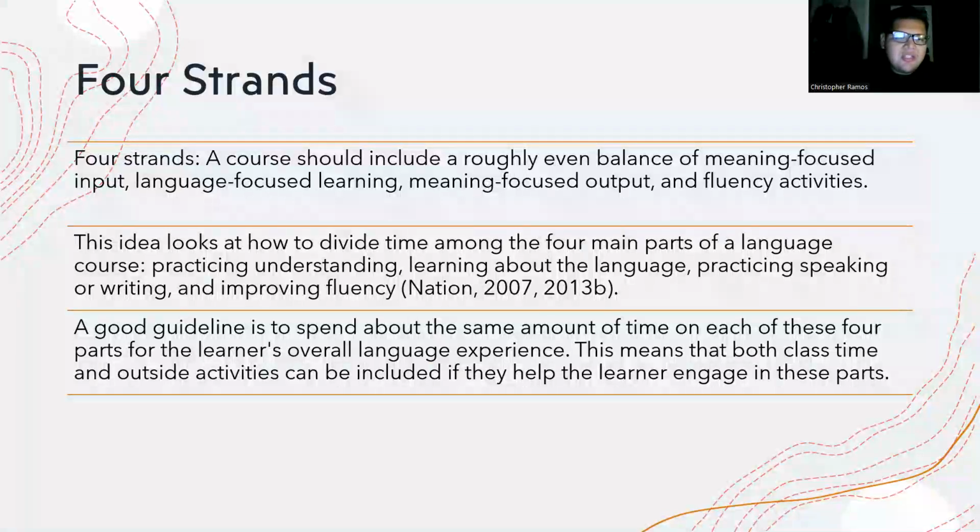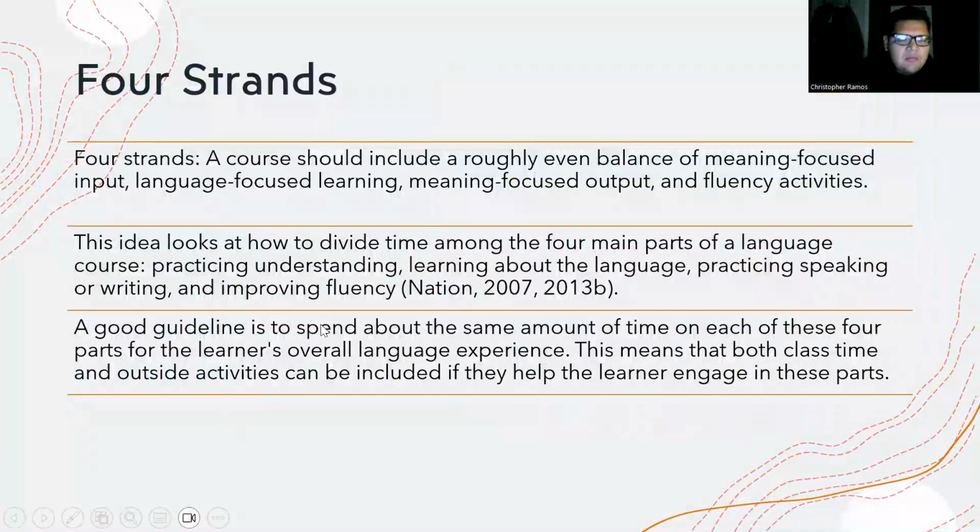And the next one is four strands. It should include a roughly even balance of meaning-focused input, language-focused learning, meaning-focused output, and fluency activities. This idea looks at how to divide among the main parts of the language course, which are practicing understanding, learning about the language, practicing speaking or writing, and improving fluency.